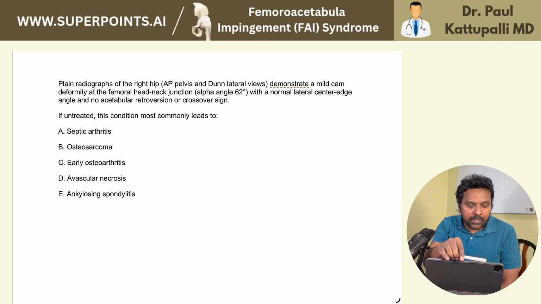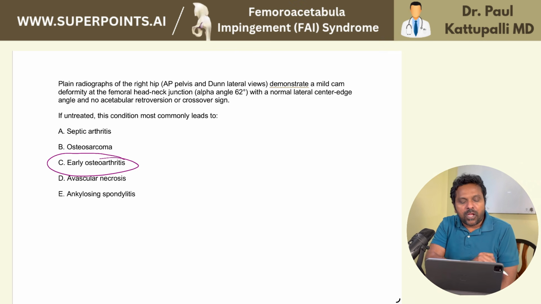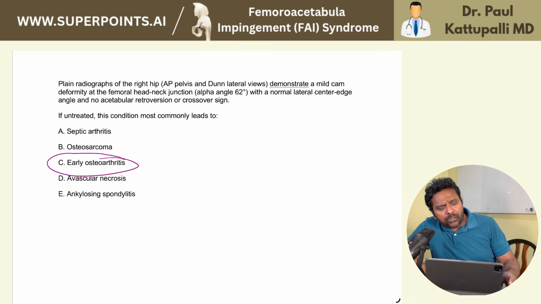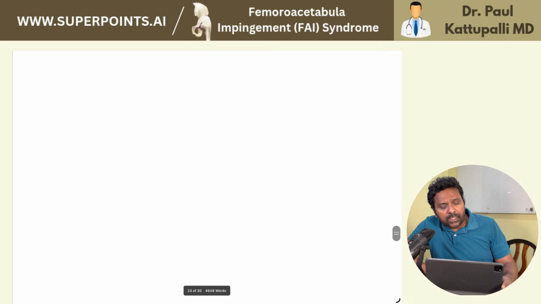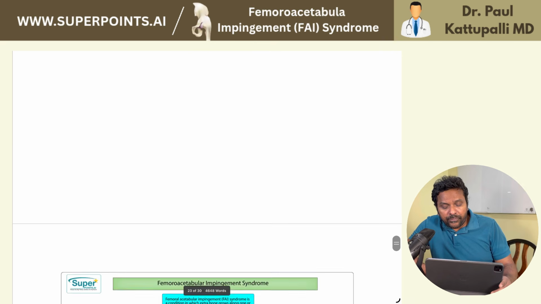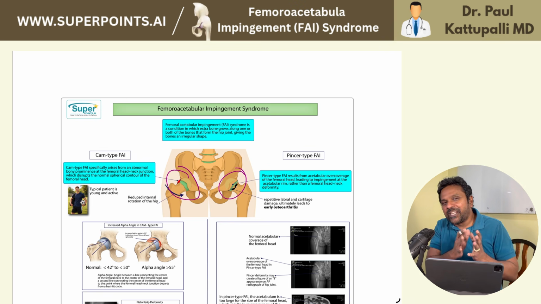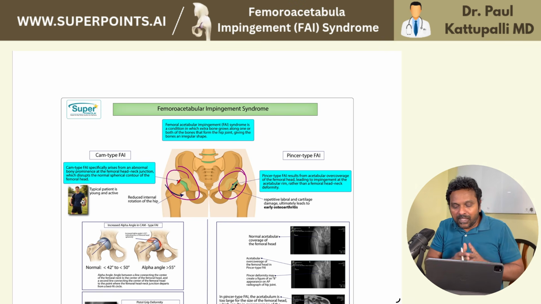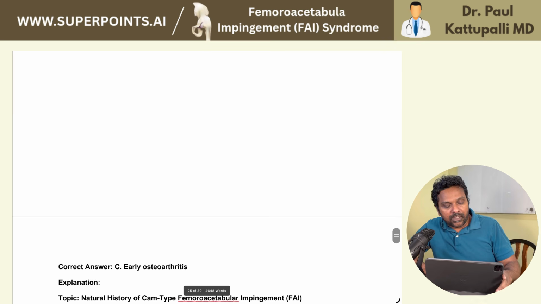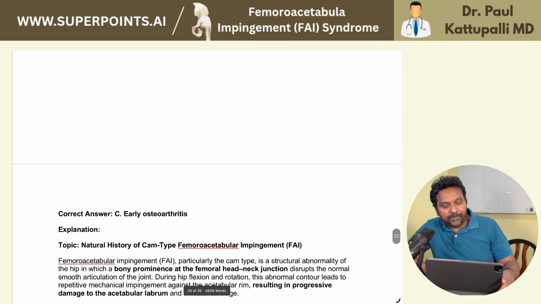So here is the right answer. This commonly leads to early osteoarthritis. I told you earlier, if you have listened carefully, that if you see these hip joints, there is so much friction here. This friction is damaging the labrum and cartilage, and that ultimately leads to early osteoarthritis. So the correct answer here is C.